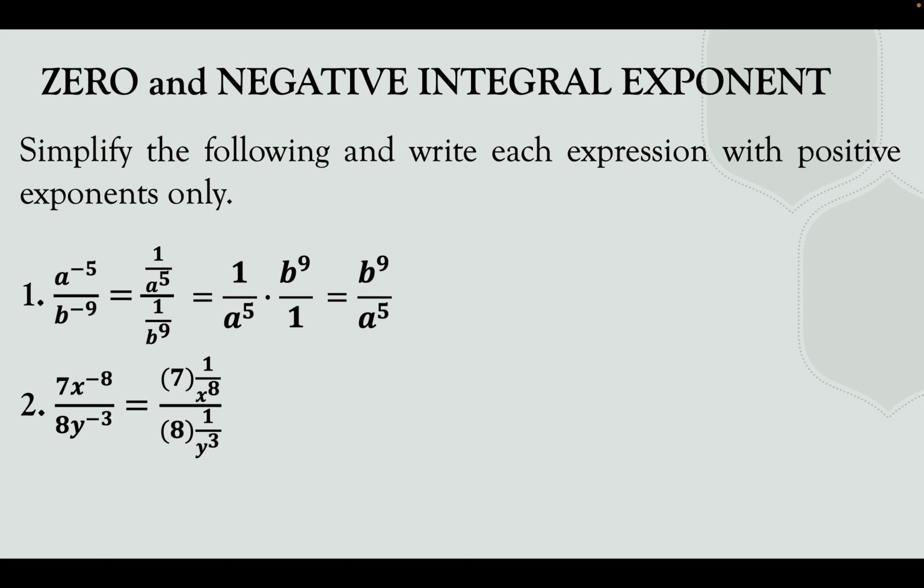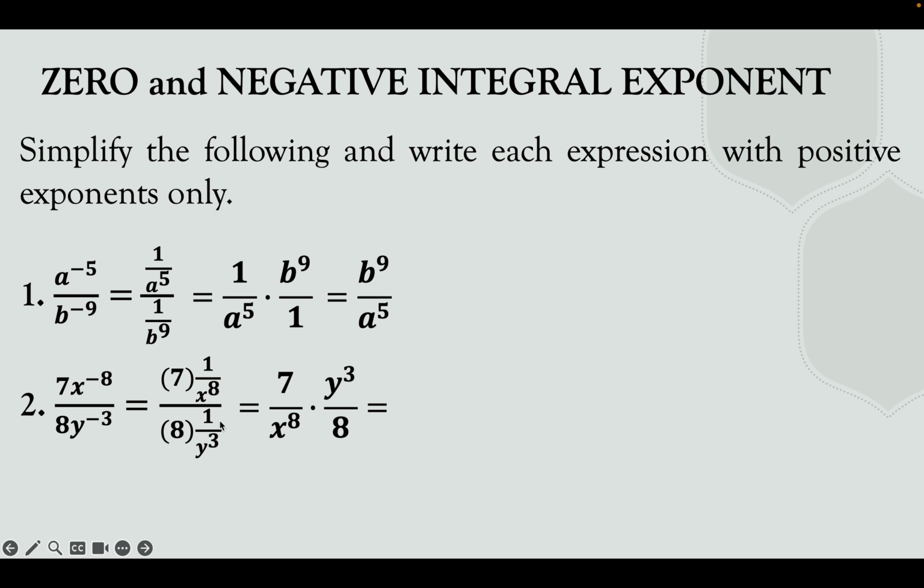Example number 2, we have 7x raised to negative 8 over 8y raised to negative 3. So simplify this one. Change the negative exponent. We have 7. So you just need to remain 7 here since the negative exponent is just x. So 1 over x raised to 8 over 8, copy 8, multiplied by the negative exponent of y raised to negative 3. So we have 1 over y raised to 3.